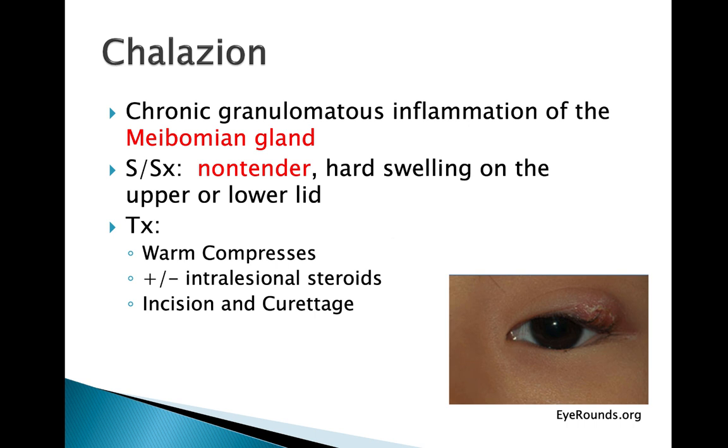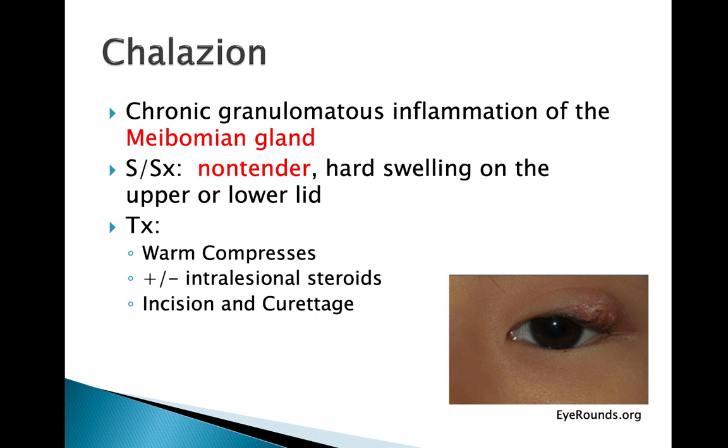Chalazion is a chronic granulomatous inflammation of the meibomian gland. Signs and symptoms include a non-tender, hard swelling on the upper or lower lid. Chalazions are non-tender, that's the most important thing, and they're chronic. It's a chronic buildup of granulous material underneath the eyelid.